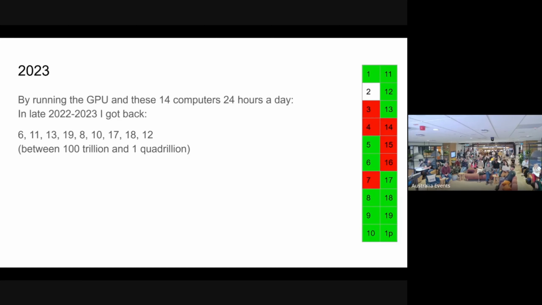So 2023, by running this GPU and the 14 or 15, whatever computers, 24 hours a day, 2022, 2023, I managed to get back 6, 11, 13, 19, all that.